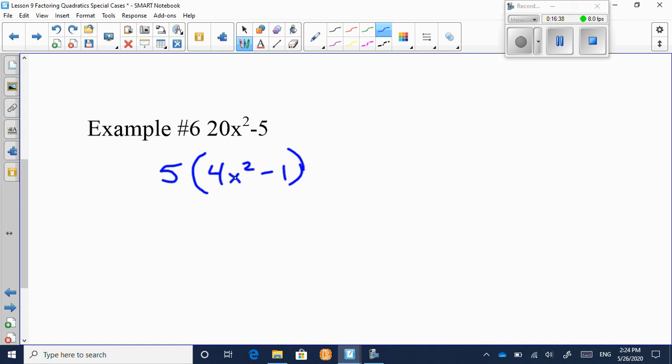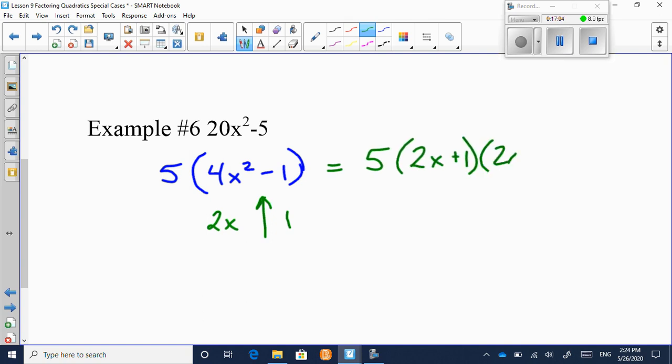And then look at this. This first one is a perfect square. I can do an even square root, so 2x, because 2x times 2x is 4x squared. And look at this. 1 times 1 is 1, and they're separated by a negative sign. So therefore, this one in factored form is 2x plus 1, 2x minus 1. There you go. That's the difference of squares for that one.